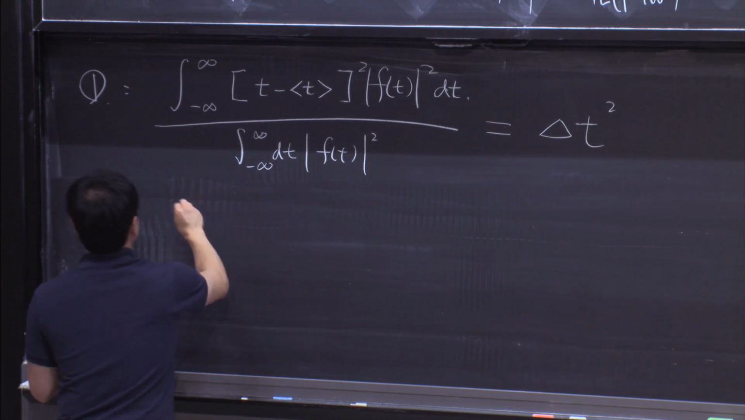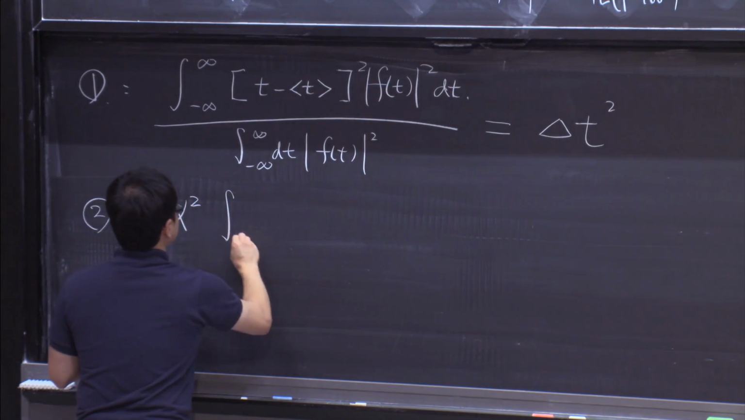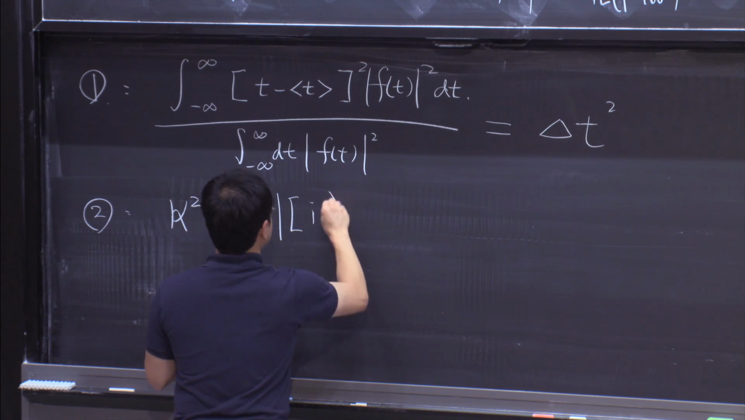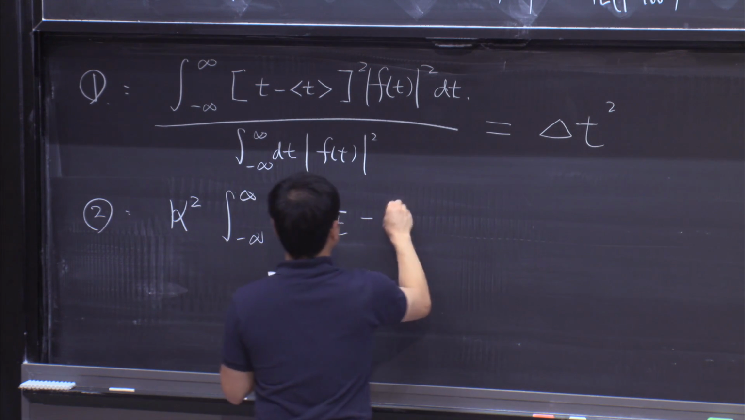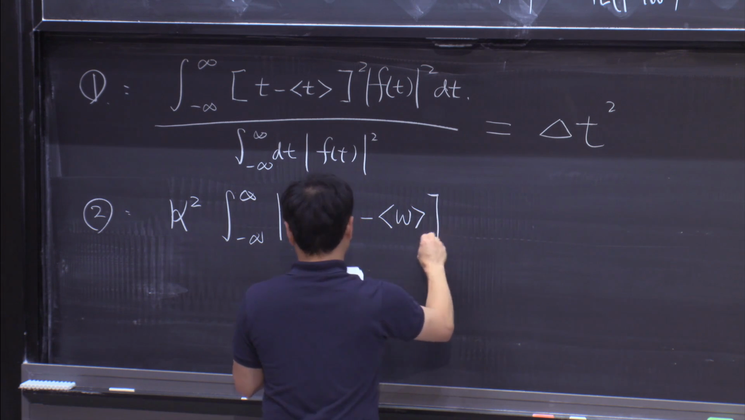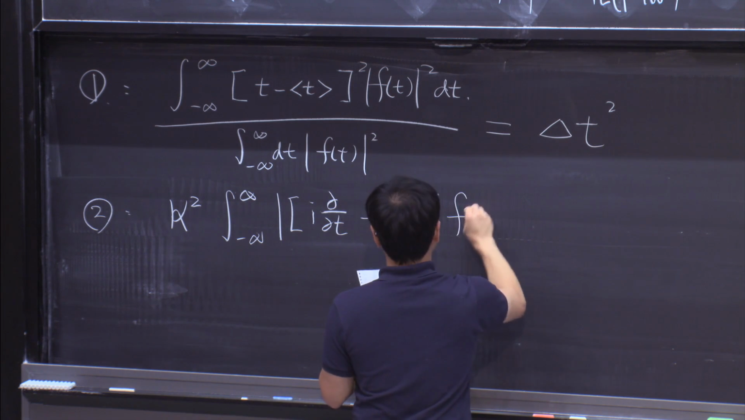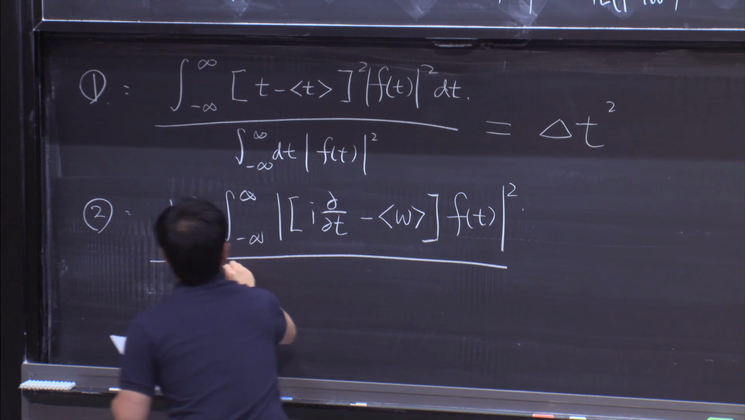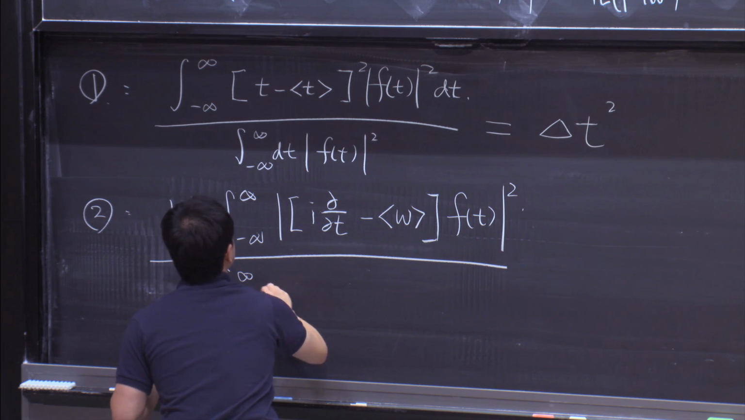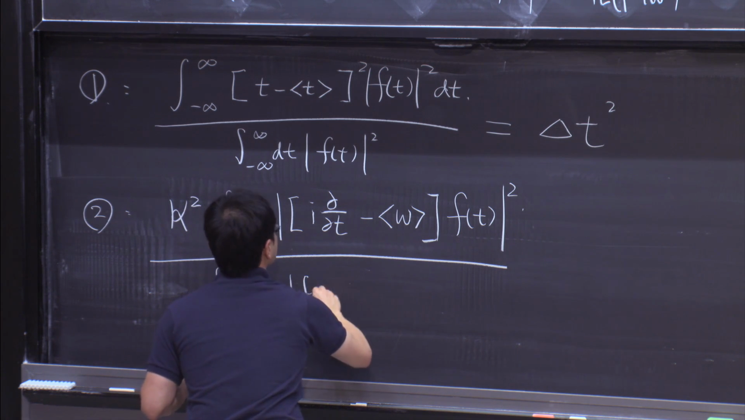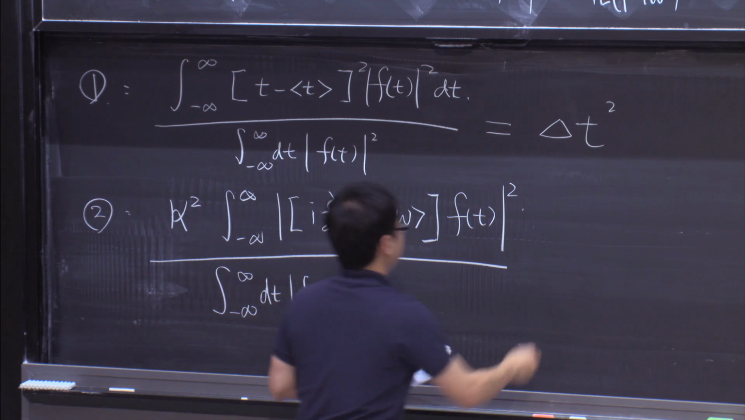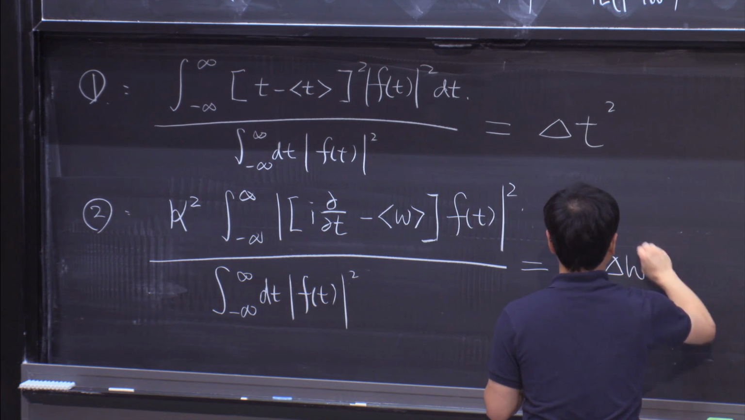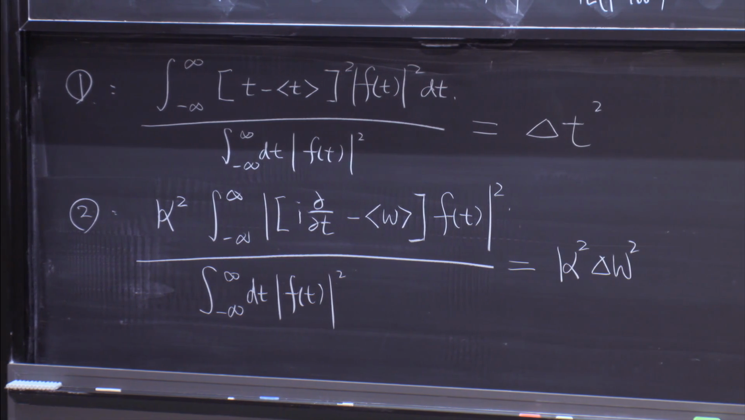Let's look at the second term. It's actually kappa squared times the integral from minus infinity to infinity of i partial t minus average omega, applied to f of t, and square that, divided by the integral from minus infinity to infinity dt f of t squared. Okay, and now this will give you kappa squared delta omega squared.